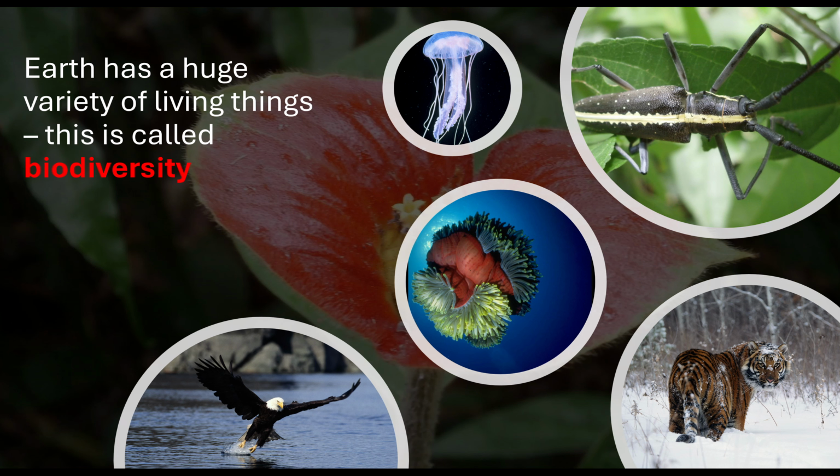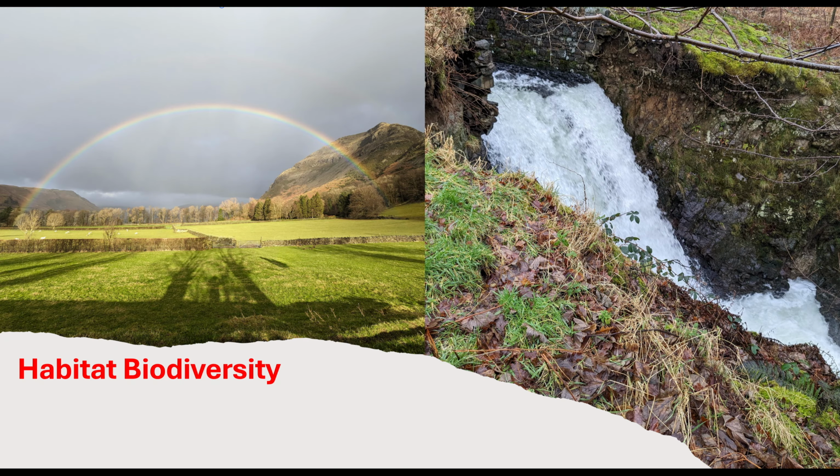Okay, so in this video, I'm going to look at biodiversity and what the different levels of biodiversity actually are. So the first thing to note is that the Earth has a huge variety of living things, and that's what we call biodiversity. Bio is life, diversity, the different varieties that you can see. So if we're going to look at this and split it up, there are three levels that you have to know. Habitat biodiversity is the first one.